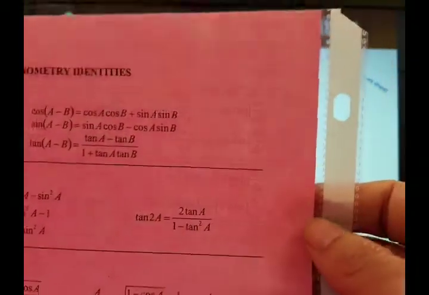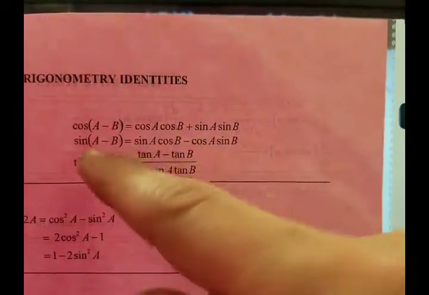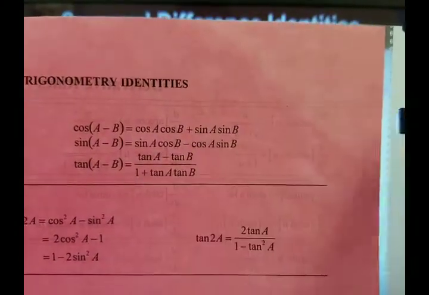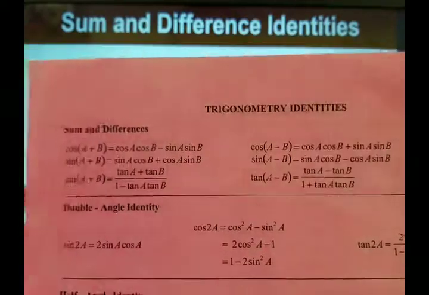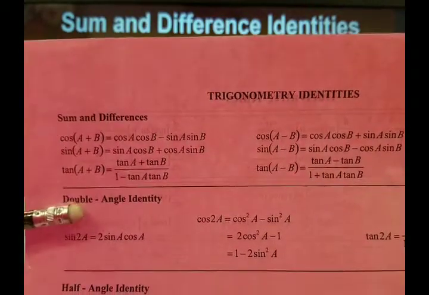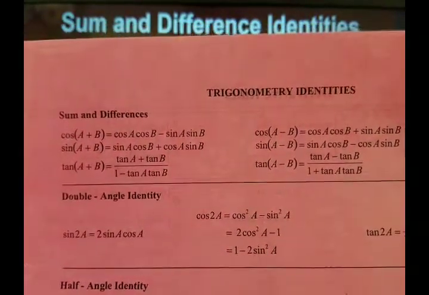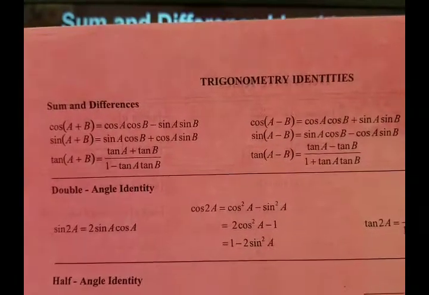I'm going to just kind of show you on the pink sheet real quick here. So the ones on the right are all my difference rules. If you notice, they have the minus sign in them. And on the left side, they all have the plus sign, and these will be your sums. And again, you'll be given this sheet even when you take your final exam for trig.